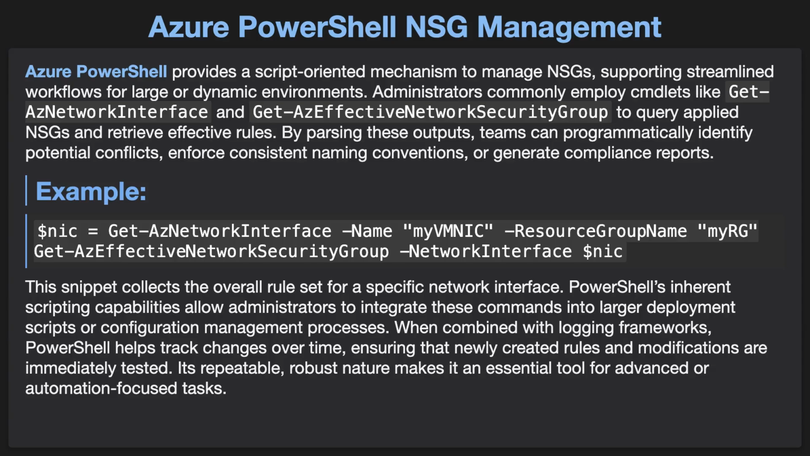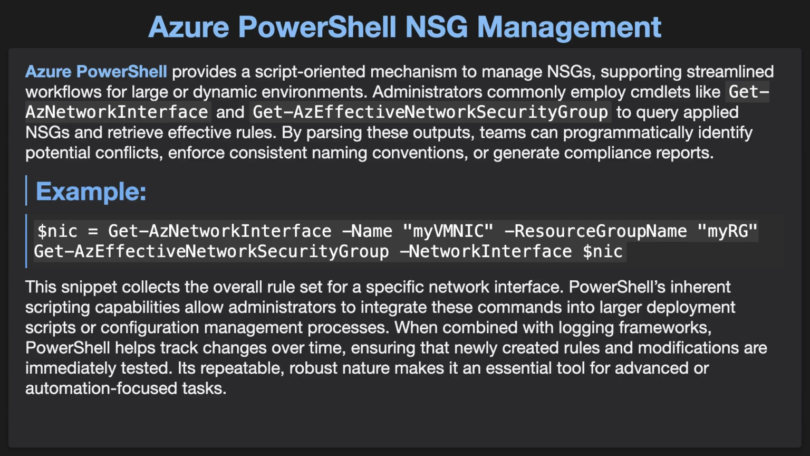Azure PowerShell provides a script-oriented mechanism to manage NSGs, supporting streamlined workflows for large or dynamic environments. Administrators commonly employ cmdlets like Get-AzNetworkInterface and Get-AzEffectiveNetworkSecurityGroup to query applied NSGs and retrieve effective rules. By parsing these outputs, teams can programmatically identify potential conflicts, enforce consistent naming conventions, or generate compliance reports.